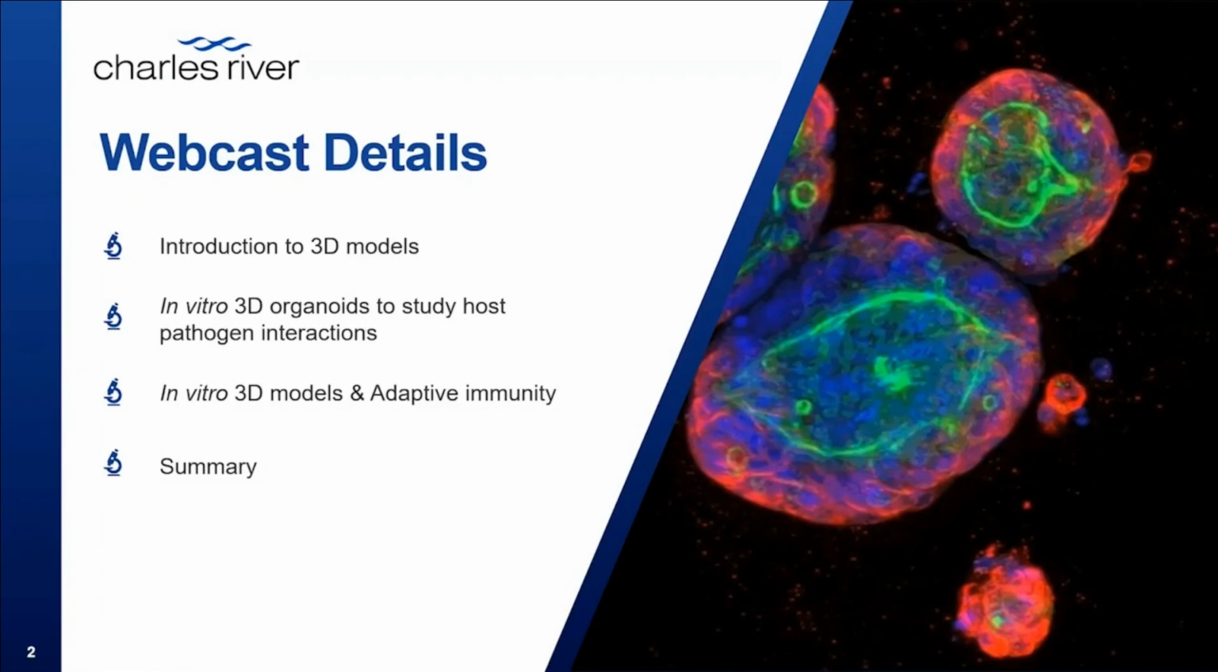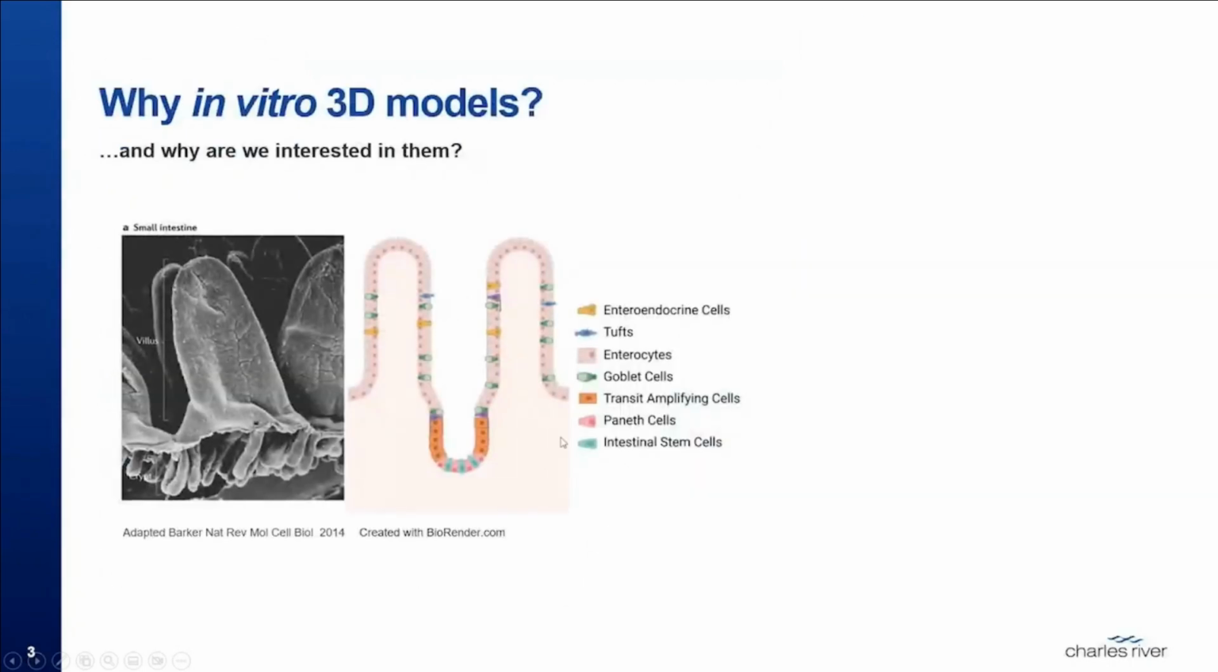In the second part of this seminar, we will switch gears and discuss how to build an in vitro model for adaptive immunity, as we believe that the immune system as a whole is still a missing element of the in vitro 3D model. So, given my interest in the gastrointestinal tract, let's first take a look at the intestine.